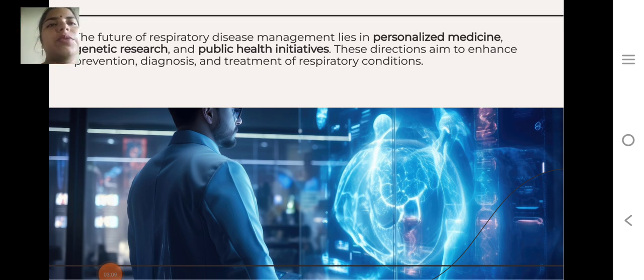Next is the future of respiratory disease management, which lies in personalized medicine, genetic research, and public health initiatives. These directions aim to enhance the prevention, diagnosis, and treatment of respiratory conditions.